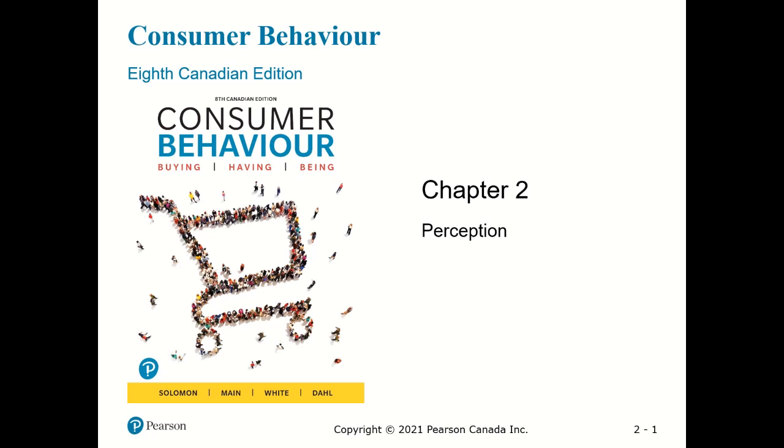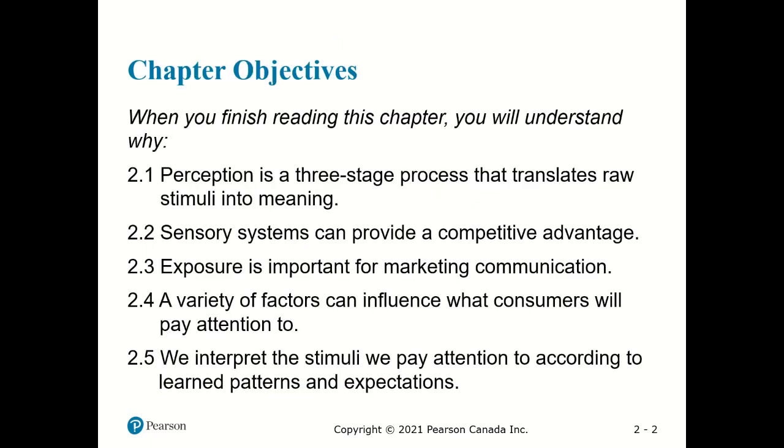Okay, perception, and what is the meaning of perception? So we will be covering some of the learning objectives here. At the end, when you finish this topic with me, you will be able to understand some of the important aspects. The first one is that perception is a three-stage process that translates raw stimuli into something meaningful.